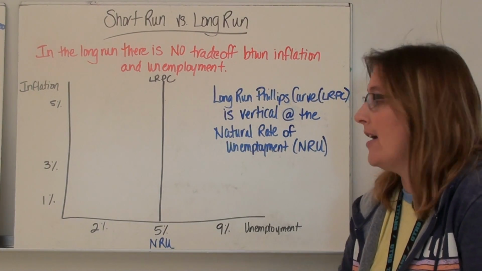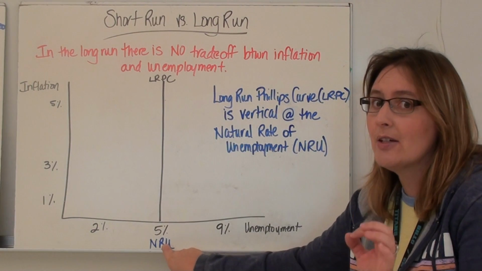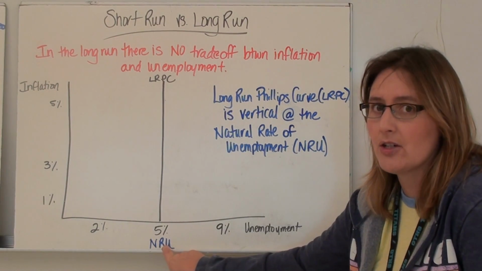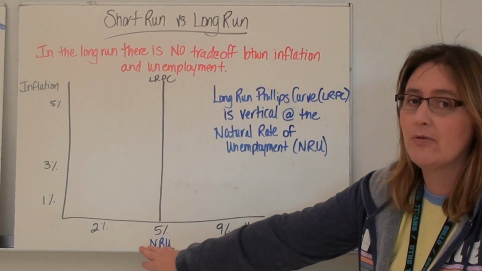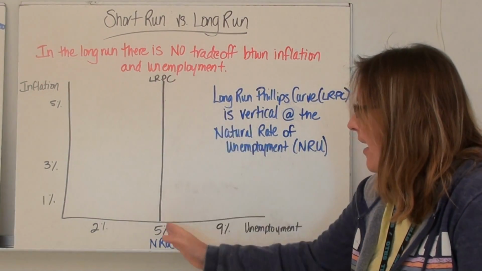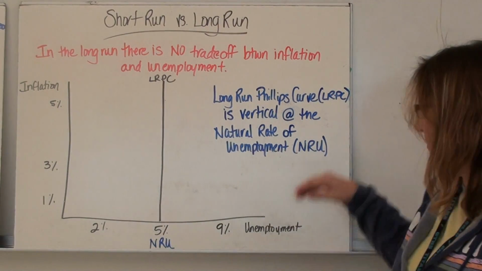Don't forget that the natural rate of unemployment is not zero unemployment, because we always have frictional and structural unemployment. Depending on the country it'll be different, but in the US it's between 4 and 6%. We'll call it 5, the natural rate of unemployment.